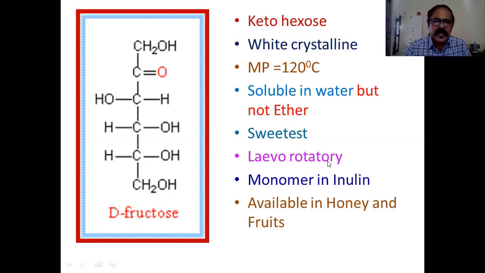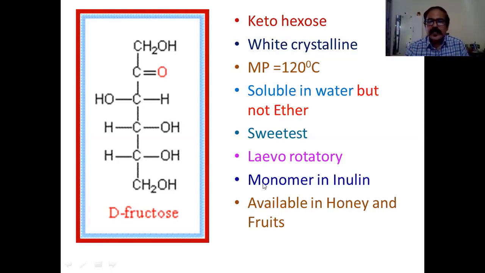So we can say that this compound is levorotatory. We can say D-minus-fructose. That means it turns the plane polarized light towards the left hand side. Glucose is dextrorotatory, fructose is levorotatory.